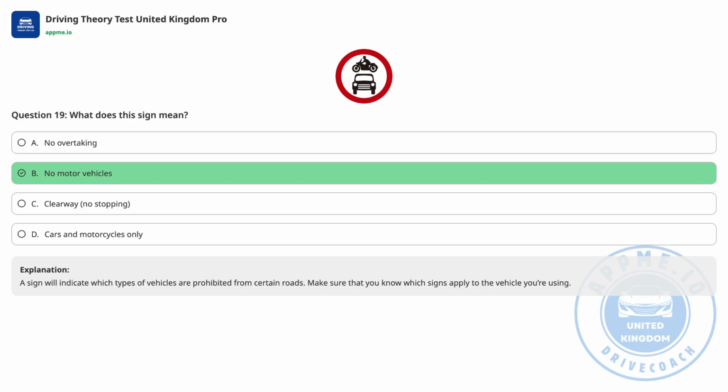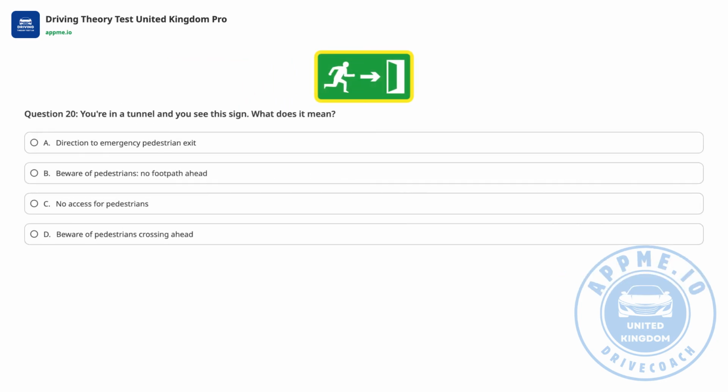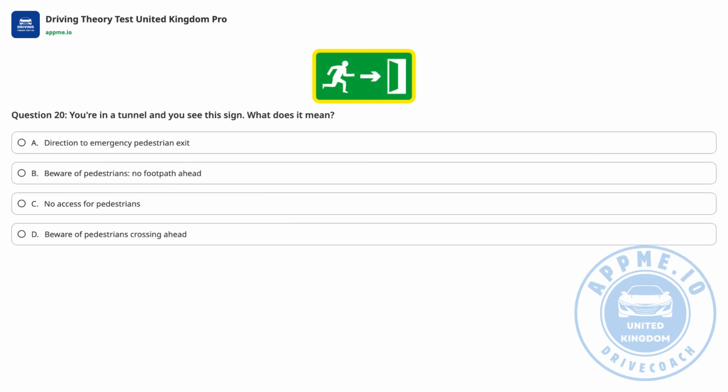The correct answer is B. Question 20. You're in a tunnel and you see this sign. What does it mean? A. Direction to emergency pedestrian exit. B. Beware of pedestrians. No footpath ahead. C. No access for pedestrians. D. Beware of pedestrians crossing ahead.